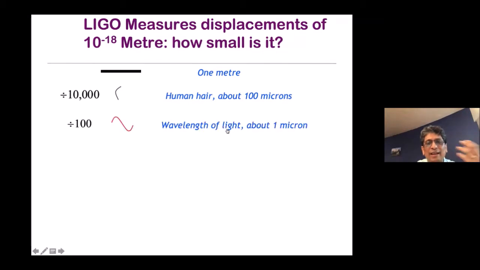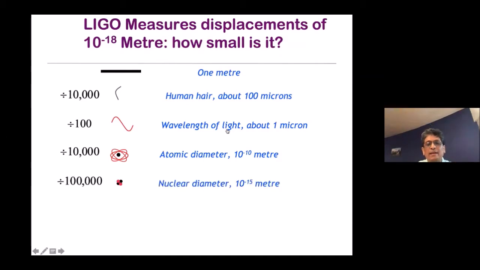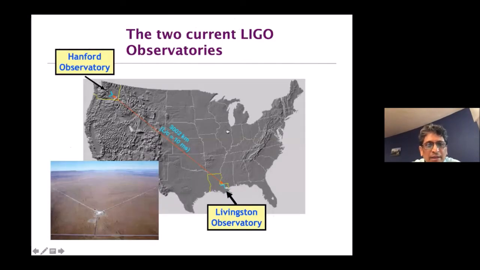A wavelength of light is about a micron, 10 to the minus 6. The diameter of an atom is 10 to the minus 10 meters. A nuclear diameter is 10 to the minus 15 meters. And so this is 1,000 times smaller than the diameter of a nucleus, which is why Einstein said, no, there is no way humans can ever measure this, right? Because it is so small compared to the smallest particles. And yet we did. This was the first time in 2015, almost 5 years ago, actually 5 years and a week ago.